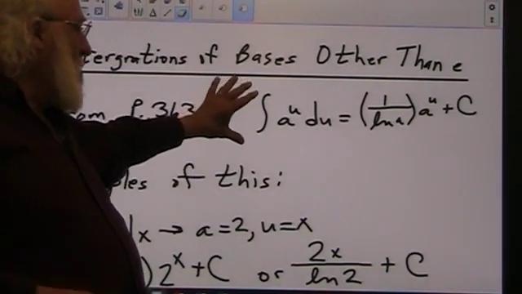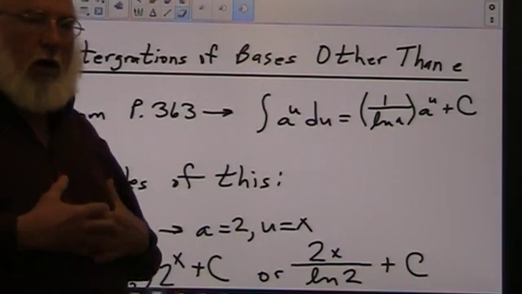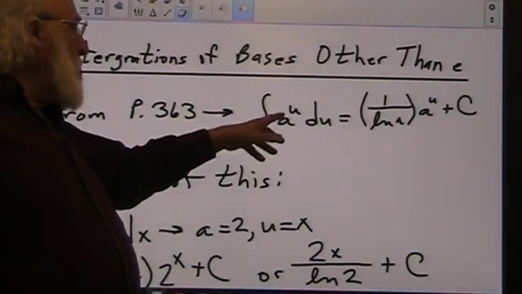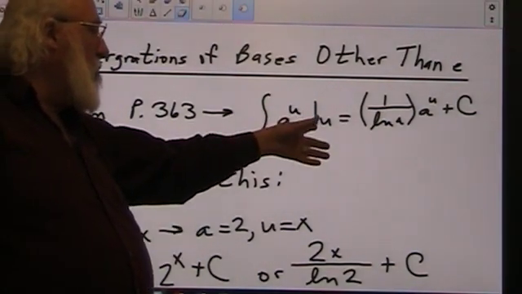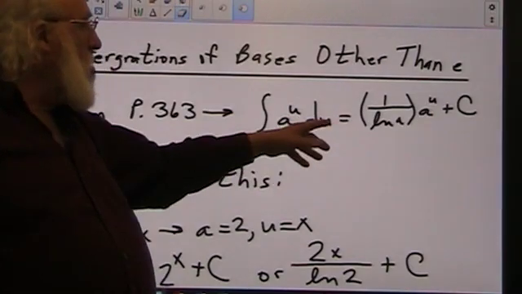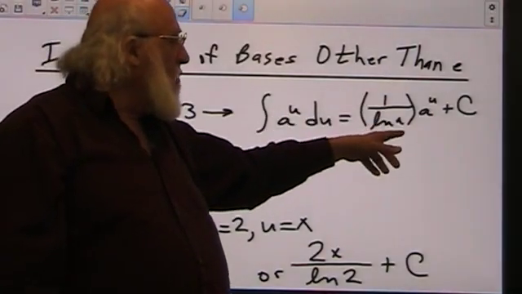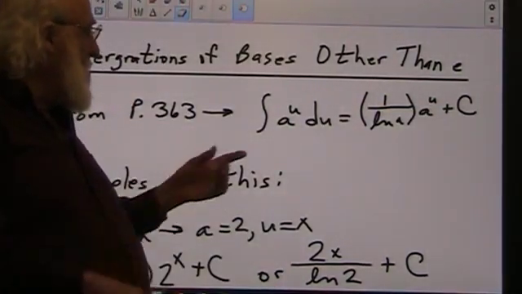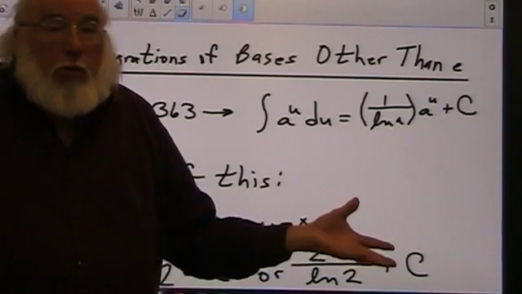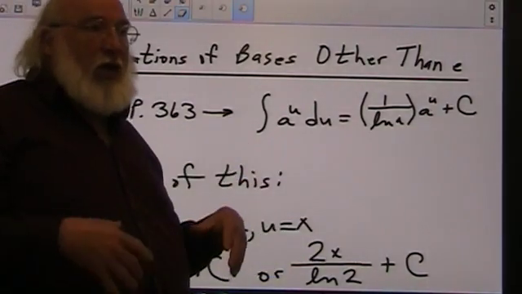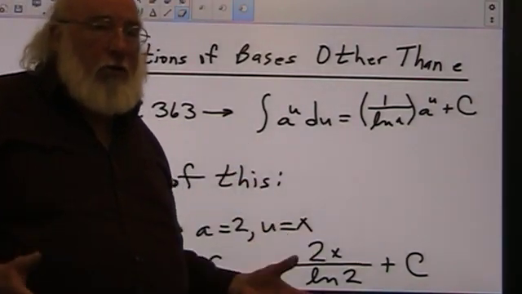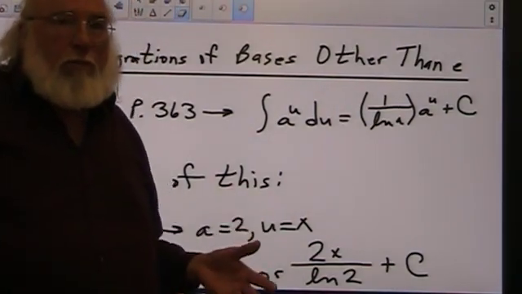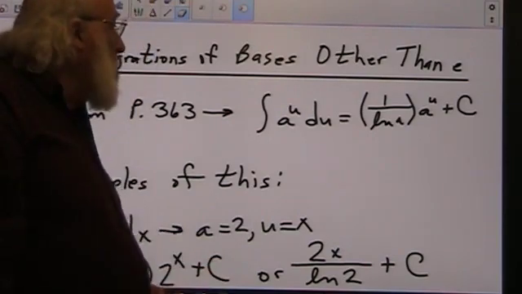This is the formula that we are using to solve these problems, or using it as a basis to solve the problems. The integration of a to the u power with the derivative of u is equal to 1 over the natural log of a times a to the u power plus c. Now, what this means is this. a is some numerical value, whatever. u is an algebraic expression, like a polynomial or just a variable, whatever.